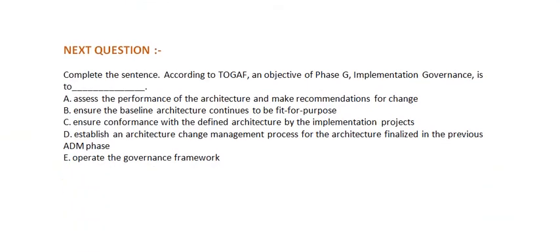Next question is, complete the sentence. According to TOGAF, an objective of phase G, implementation governance, is to: Option A, assess the performance of the architecture and make recommendations for change. Option B, ensure the baseline architecture continues to be fit for purpose. Option C, ensure conformance with the defined architecture by the implementation projects. Option D, establish an architecture change management process for the architecture finalized in the previous ADM phase. And option E, operate the governance framework. The correct answer is option C.